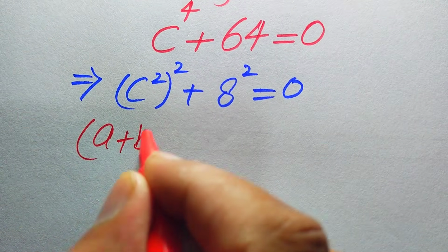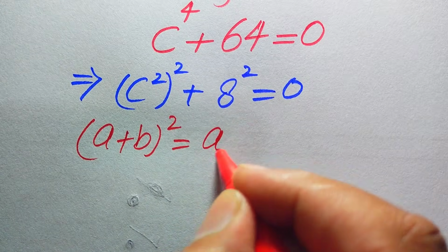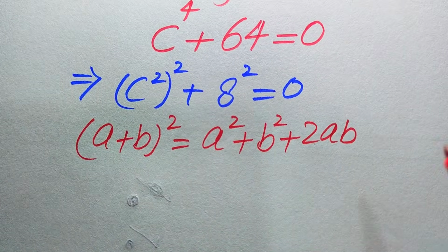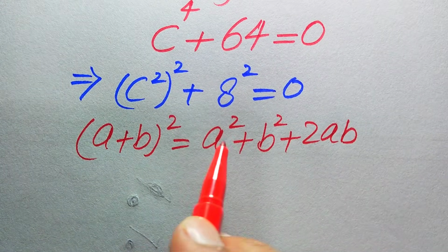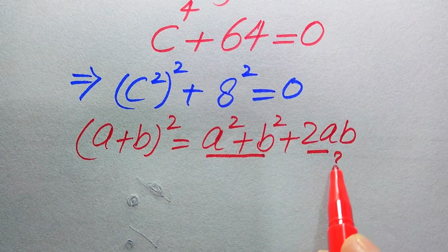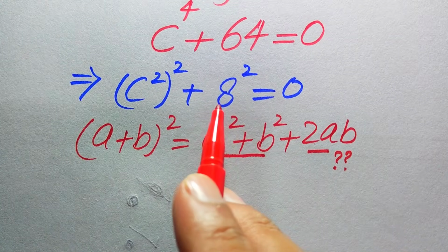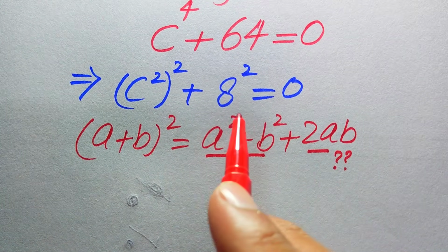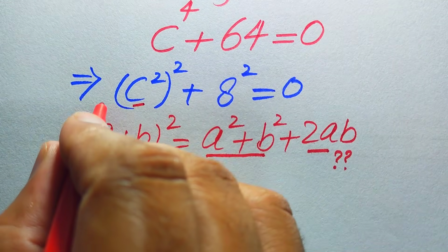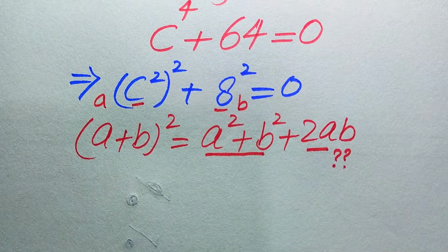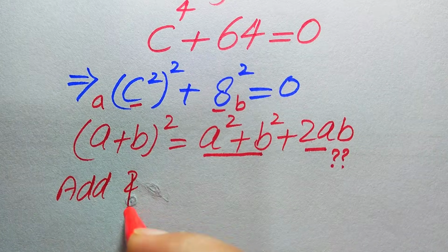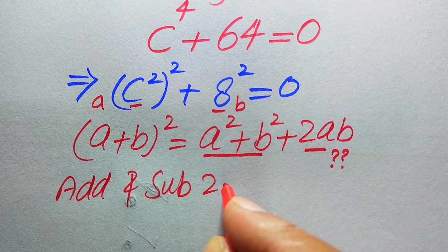If we have a plus b whole square, this equals a square plus b square plus 2 times ab. So in order to complete the square of this term, you see that these two square terms are present here, but this product term is missing. So here we need to add and subtract this product term. Then we easily complete the square, and we see that the base of this term is our a and the base of this term is our b. So here we add and subtract the term 2 times ab.